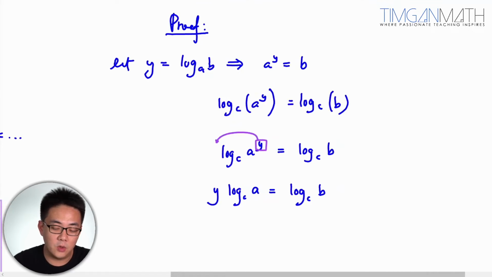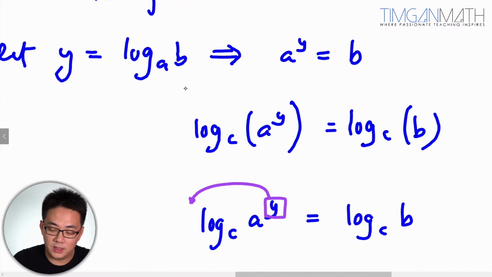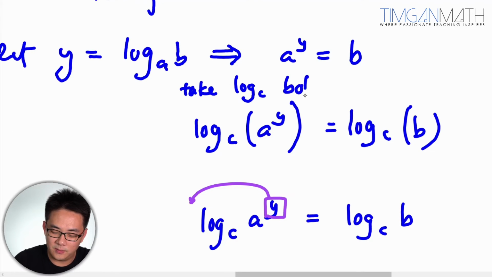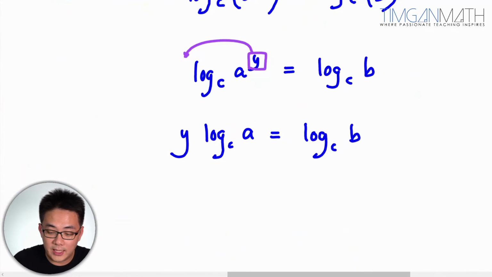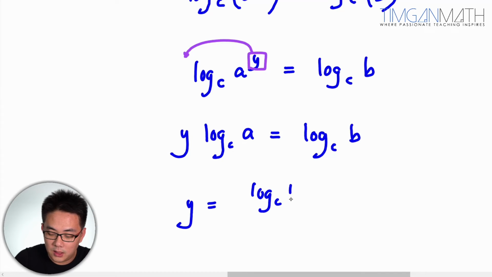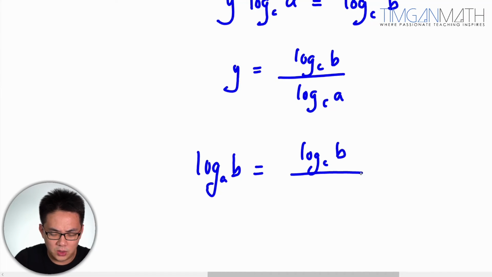Now the c could be anything. Basically, I just take the log base c of both sides. So I'm taking the logarithm of both sides. In this case, I want to find my y. My y will be equal to log base c of b over log base c of a, and y was log base a of b. So log base a of b equals that, which is the initial expression. That's how we derive this formula.